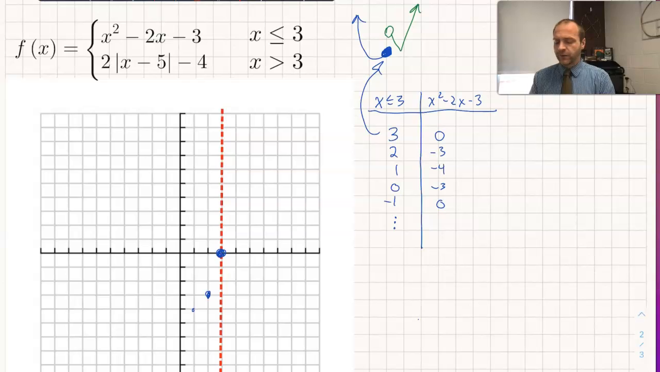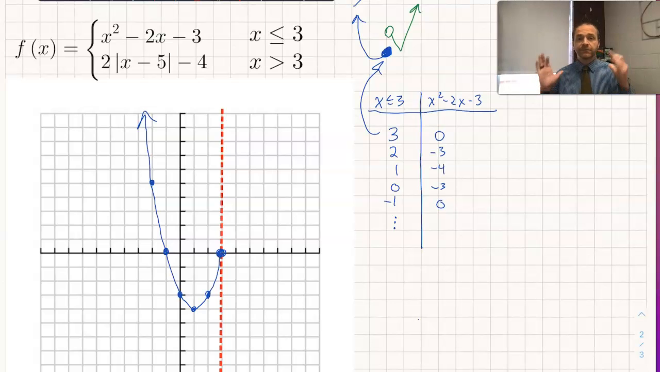Then at 1, -4. Then at 0, -3. And then at -1, 0. I could see that curve happening. The next one I would have would actually be -2, 5 if I wanted to plot that. And you can see the parabola forming itself. So I'm going to sketch it. Look at that. That's what we had right there. Perfect. We had that parabola shape.